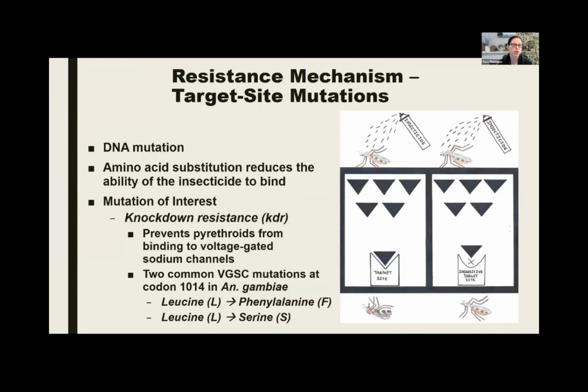The second type of resistance mechanism that we looked at are target site mutations. Target site mutations are actually a mutation in the DNA itself. This mutation in the DNA leads to a change in the amino acid in the protein that keeps the insecticide from binding to its target site.